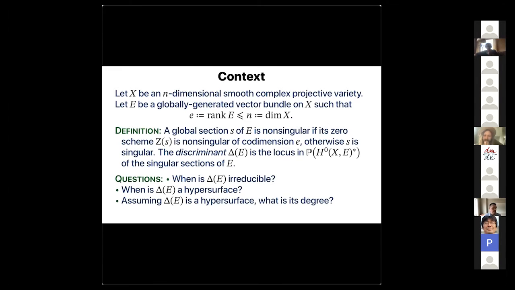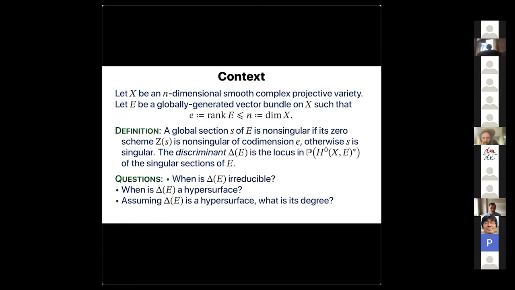The definition that gets our central player is the discriminant of this vector bundle. And so first, let's think, if we have a global section, we say it's non-singular if the zero scheme of that section, i.e. all the points on our variety X where this section vanishes, is non-singular of codimension e. Okay, so there's two parts to that.